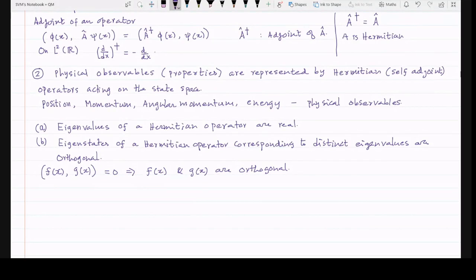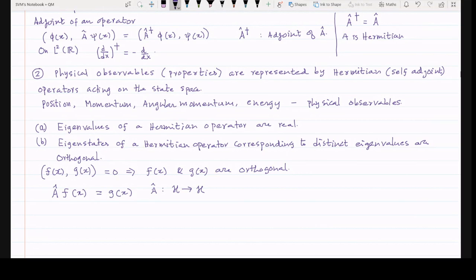Second thing is that suppose I have an operator A, and it is operating on some function f of x, this will become g of x. This is the most general action of an operator on a function. So A is a linear transformation from H to H. It will take some member of H and give another member of H. This is how the operator is understood.